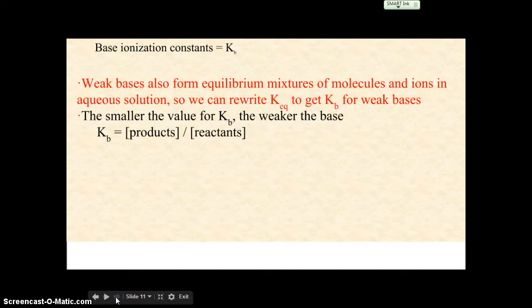Weak bases also form equilibrium mixtures of molecules and ions, so just like we can calculate an equilibrium constant, or Ka, for acids, we do the same thing for bases and call it Kb. And again, there's always going to be more reactant than product if it's a weak base. So you're really looking at how much smaller than 1 the number is. The smaller that number, the weaker the base, or the less of it that falls apart. And those are the main ideas for 18.2.